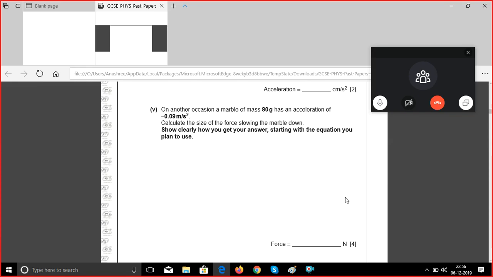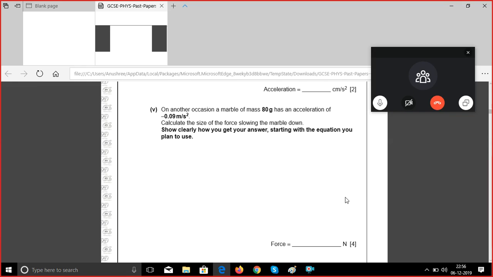Okay, 80 times minus 0.09 is 7.2. Yes, 7.2. Okay, so the force is 7.2 newtons.